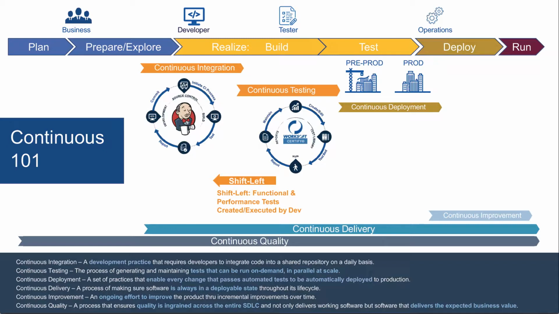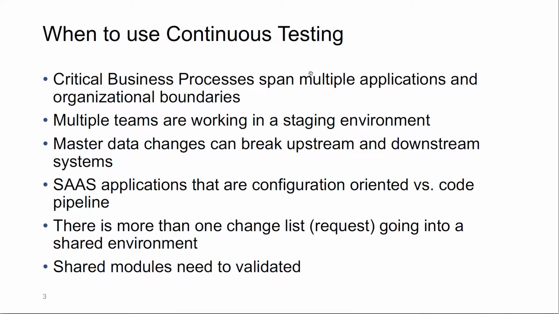Okay, so what we'll look at is specifically continuous testing. So when should you do continuous testing versus continuous integration? When your business processes span multiple applications and organizational boundaries, right? So when your business process, say order to cash or hire to retain, they both share finance modules. So you've got multiple organizations across this larger process, so you're not sure if changes in the HR modules or the sales order modules are going to affect finance.